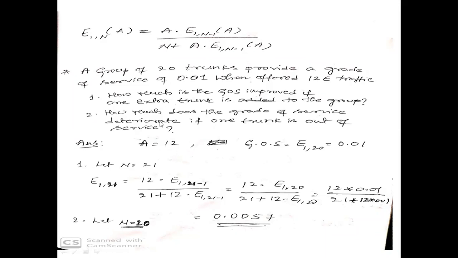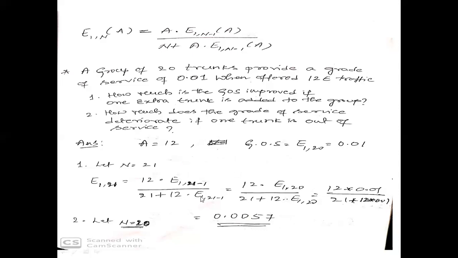By the iterative definition of the first Erlang distribution, we are going to put the values into the same definition. Capital A, the traffic offered, is 12 Erlangs. E 1 comma n minus 1: the value of n in this case is 21, and subtracting 1 from it results in 20. So we get A times E 1 comma 20 over n, which is 21, plus 12 times E 1 comma 21 minus 1. Moving on with the equation, we'll get a clearer picture of it.